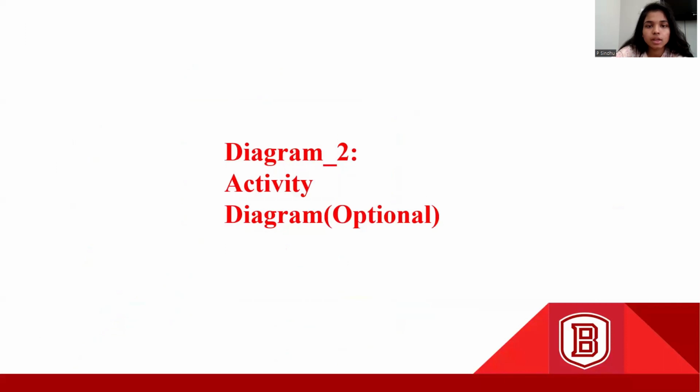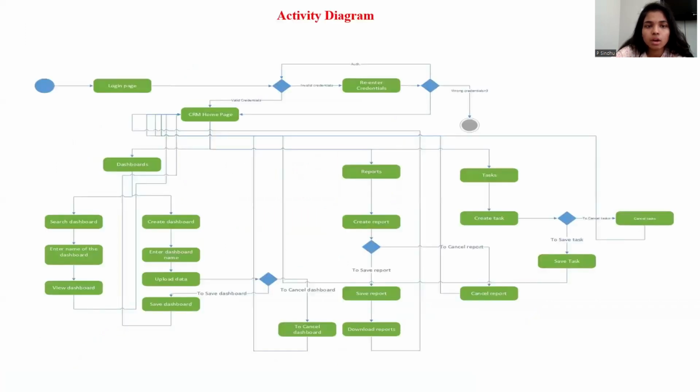And coming to the second one, it's the activity diagram, which visually represents the sequence of activities, actions, and decision points involved in achieving a specific task. In an activity diagram, actions are depicted as rectangles and transitions between actions are represented by arrows indicating the flow of control. Decision points, represented as diamonds, indicate where the flow of control may diverge based on a condition. And this was the activity diagram that we have developed.